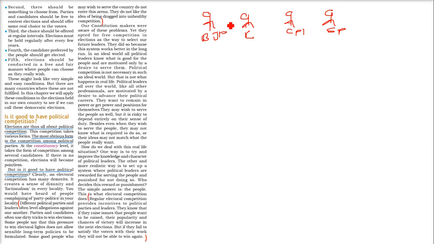So now when they are fighting or they are competing against each other, is this good to have a political competition? Election is all about political competition, which you see here. The most obvious form of this competition among these political parties is the election. At the constituency level, it takes form of competition among several candidates. If you see, there are 4 candidates and they are competing in order to get elected. But the question is, again, is it good or bad?